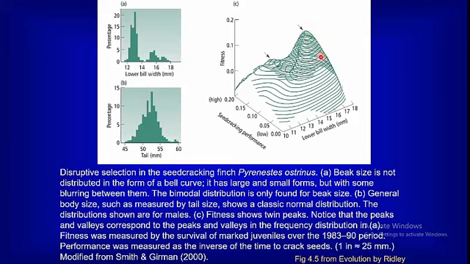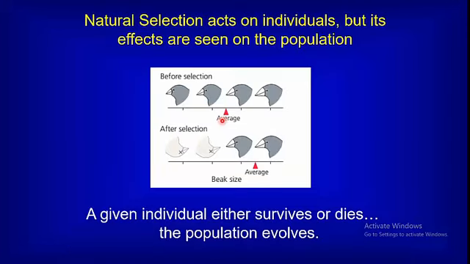If you have smallish beaks in general, then you have one fitness distribution, and if you have largish beaks over here, then you have another fitness distribution. So hopefully this species at some point is going to split into two species. Okay, so that was an example of divergent selection.